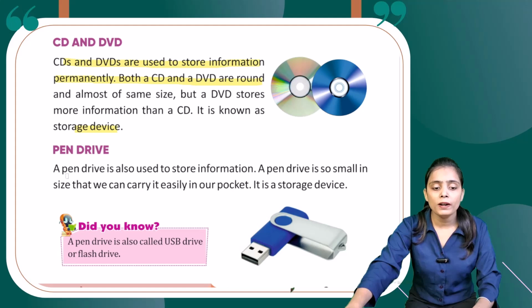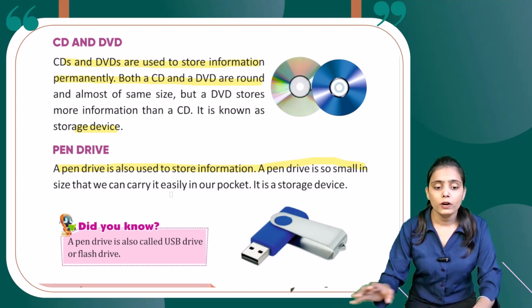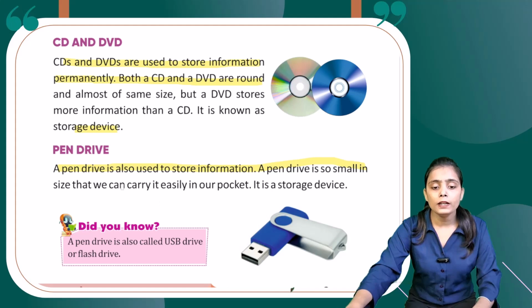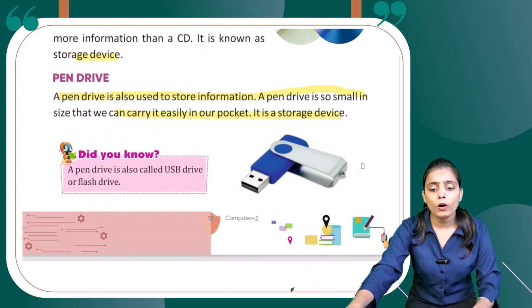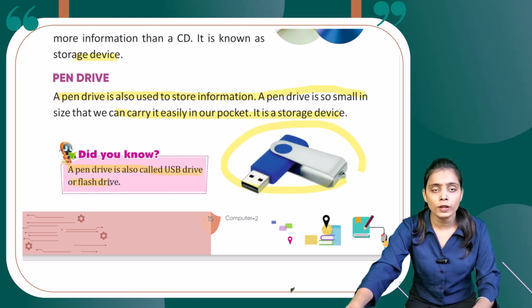Now let's see pen drive. A pen drive is also used to store information. A pen drive is so small that you can keep it in your pocket. Okay, we can carry it easily in a pocket and it is a storage device. So its size is very small, we can carry it anywhere by keeping it in our pocket. Did you know pen drive is also called USB drive or flash drive? Okay, these are the other names of pen drive.